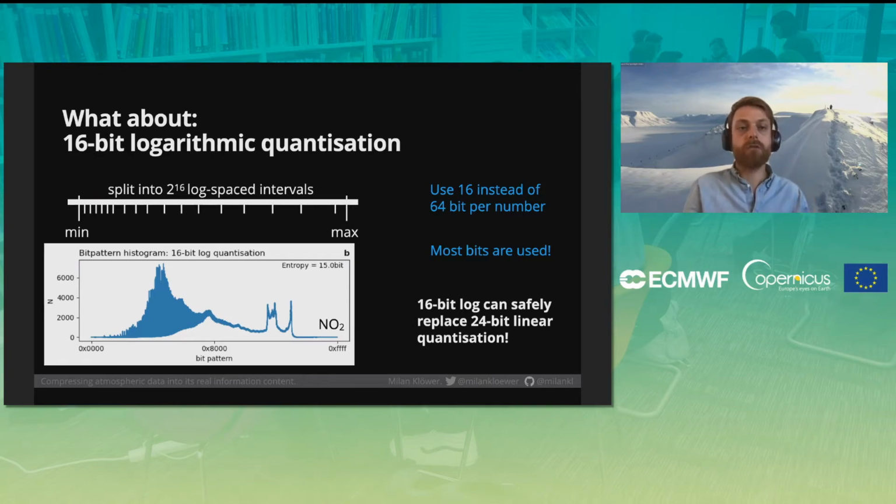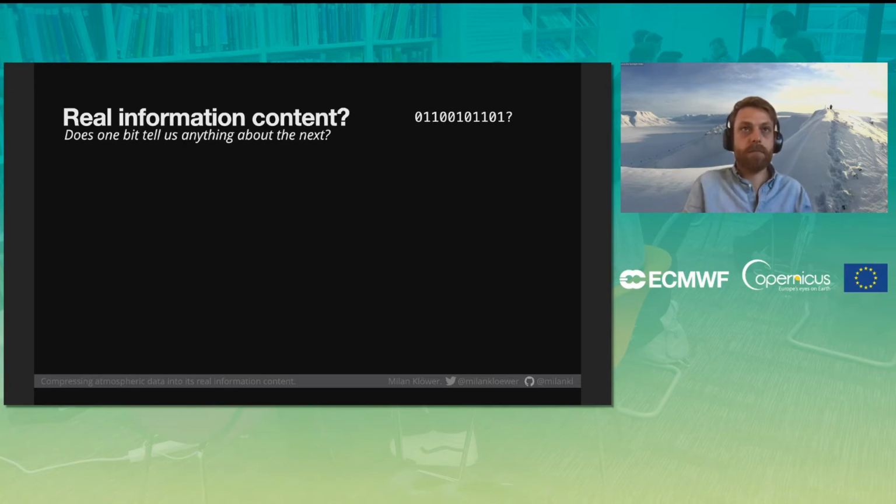However, this does not really address the question of what the real information content is. We just looked at the entropy at the moment. And so I would like to give you a somewhat intuitive understanding of what information content means from an information theory point of view. The question we really want to address is: given a certain bit sequence, and for example, you see here a 1, does this bit sequence tell you anything about what the next bit is supposed to be?